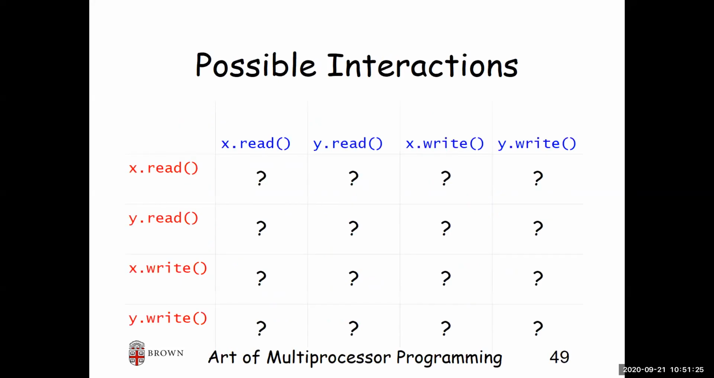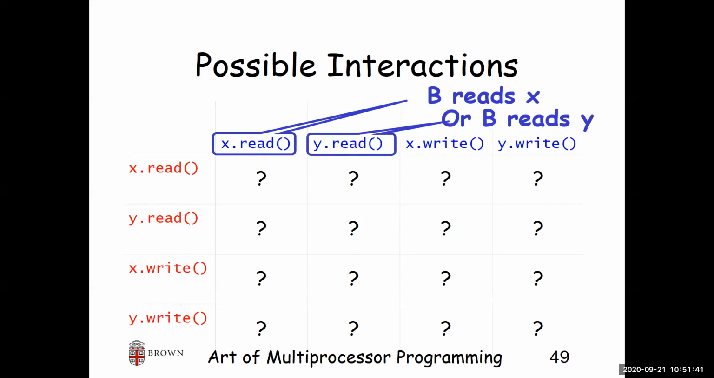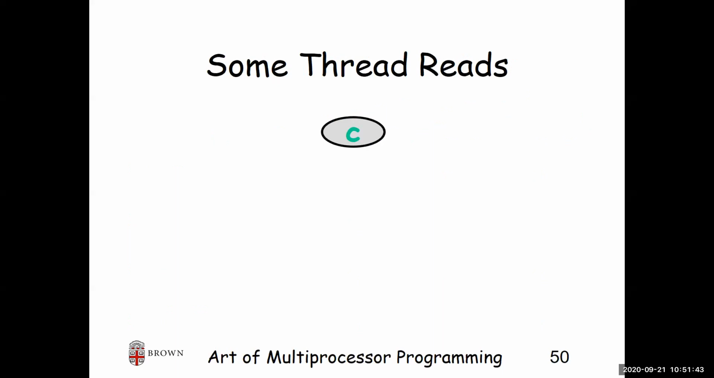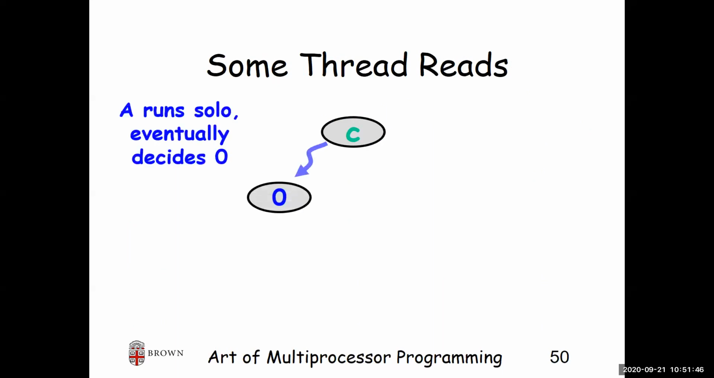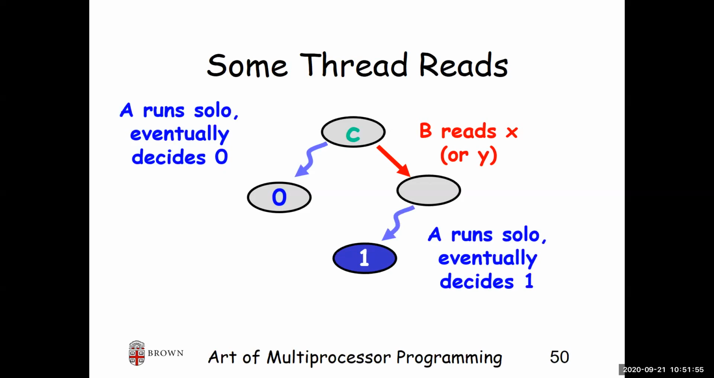So here are the possible things we can do. We can read X, we can write X, we can read Y, we can write Y. And we can do it with thread A, which is blue, or thread B, which is red. So we're going to start in a critical state, where A runs solo, say, and eventually decides 0, or B reads X or Y, whichever, and then A runs solo and eventually decides 1.